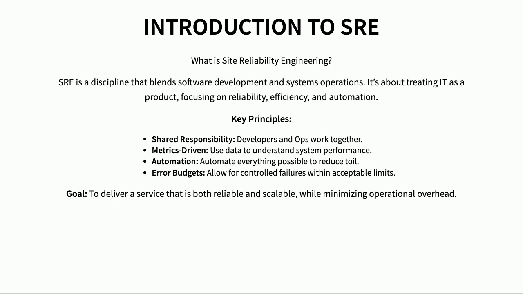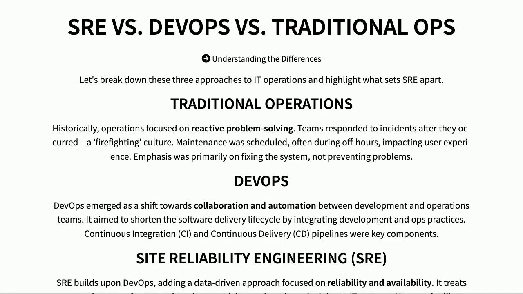At its core, SRE is built on the idea that we should be using data metrics to understand how our systems are performing. We also embrace automation as a key tool, trying to automate as much as possible so people don't have to do repetitive tasks. And finally, error budgets, essentially allowing for controlled failures within acceptable limits, which is a really clever way of balancing risk and delivering value.